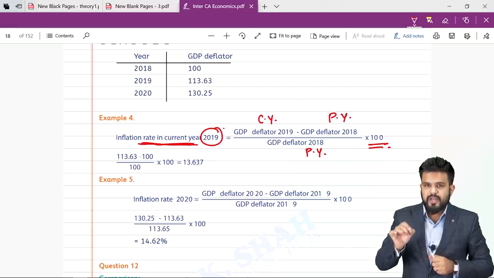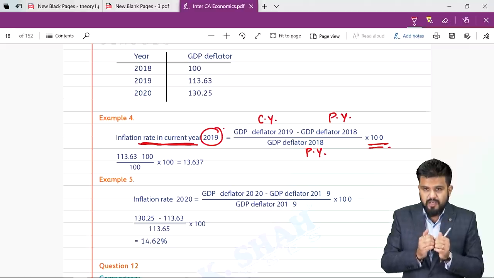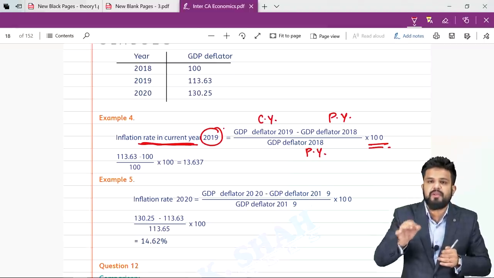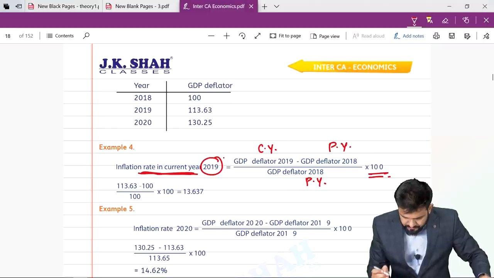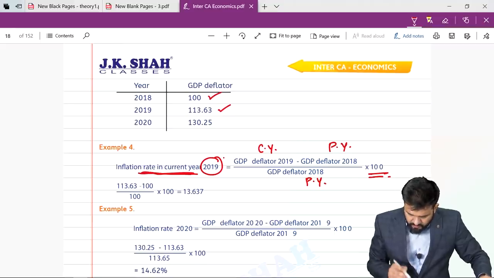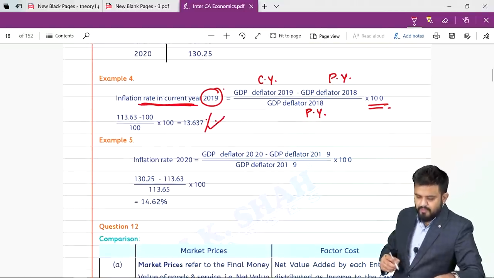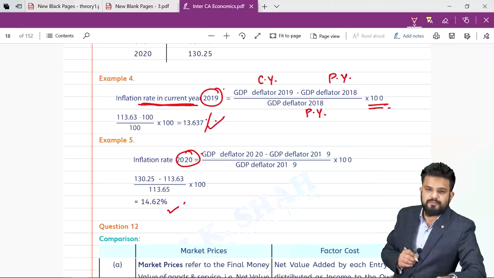Calculate inflation rate for the current year. Formula goes: GDP deflator current year minus GDP deflator previous year upon GDP deflator previous year into 100. Again, numbers will be given. So here you can see, for 2019 it is 113.63, for 2018 it is 100, upon 100, you get the answer. So 13.63 was the inflation rate. Likewise, this is calculated for 2020, and 14.62 is the inflation rate.